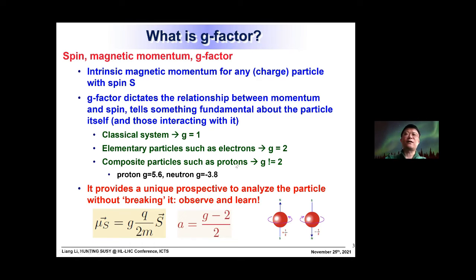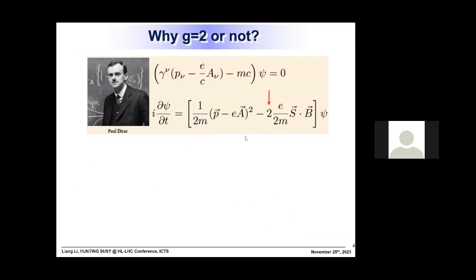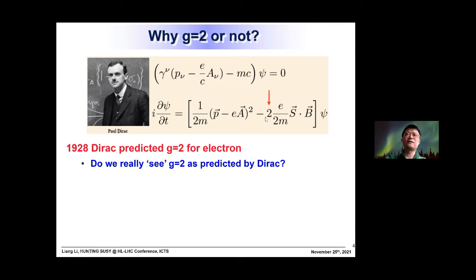And then for composite particles, it's not 2, but what the exact number is, is actually up to people to find out. For example, the proton is 5.6, and the neutron doesn't have any charge, but it has g equal to negative. So it's kind of intriguing, and it provides a unique perspective to analyze the particles without breaking them. And then why it is 2 is actually from this famous Dirac equation. You get it directly from there.